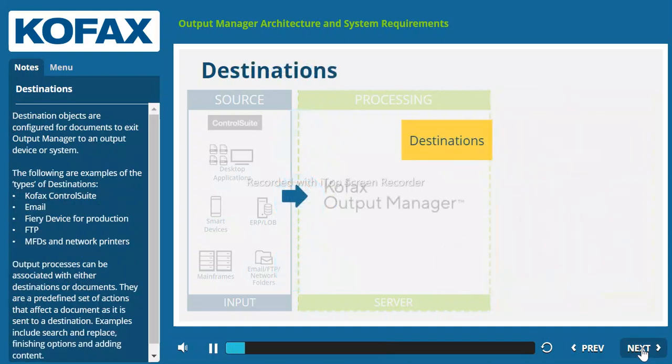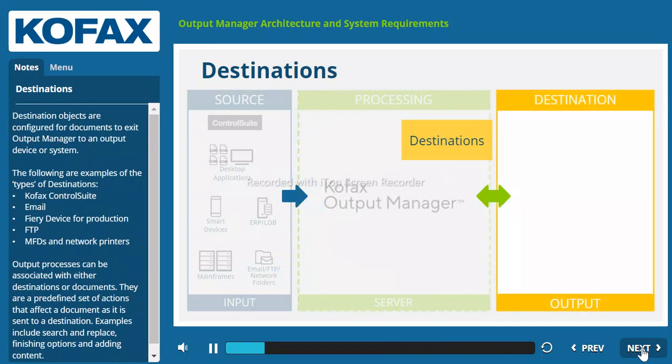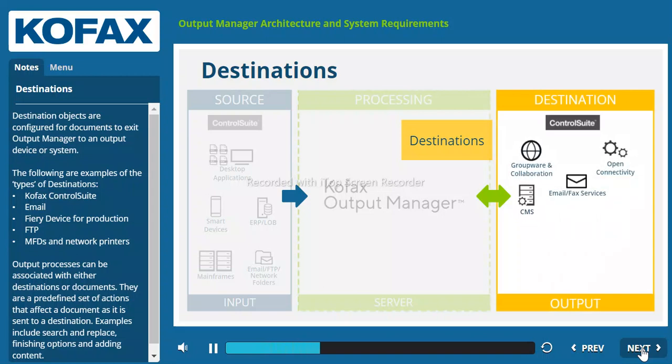Destination objects are configured for documents to exit Output Manager to an output device or system. The following are examples of the types of destinations: Kofax Control Suite, email, Fiery device for production, FTP, MFDs, and network printers. Output processes can be associated with either destinations or documents. They are a predefined set of actions that affect a document as it is sent to a destination. Examples include search and replace, finishing options, and adding content.